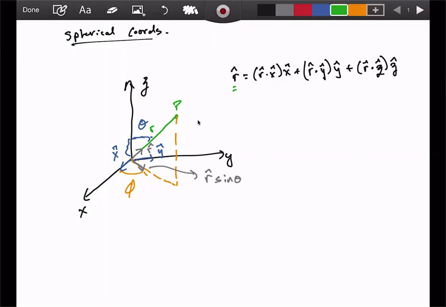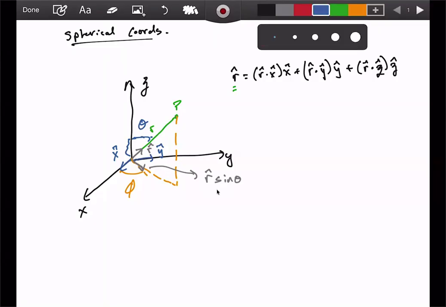So the way we're going to do that is we're going to start off with this picture here. I'm going to take my coordinates, my x, y, and z. So here's my r vector, so there's my r hat direction. First, I'm going to project that down into my xy plane. That's going to give me the sine portion, so I'm going to get an r hat sine of theta. And then I'm going to project that onto the x-axis and the y-axis.